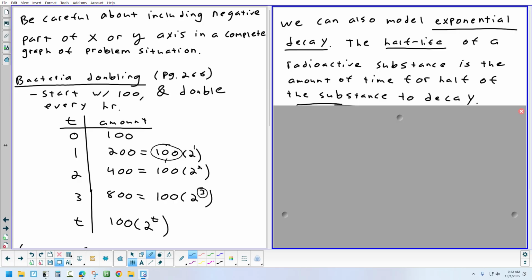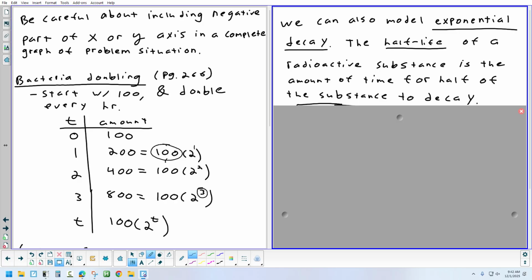So let's say you had a nuclear reactor and you produced 100 pounds of nuclear waste today. If it had a half-life of 1,000 years, that means after 1,000 years, that 100 pounds you made today will now have 50 pounds. After another 1,000 years, you'll have 25 pounds. So it keeps going down, but it actually never goes away. There's always a little bit left.